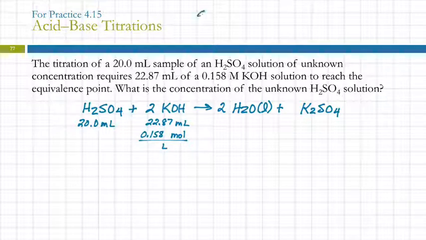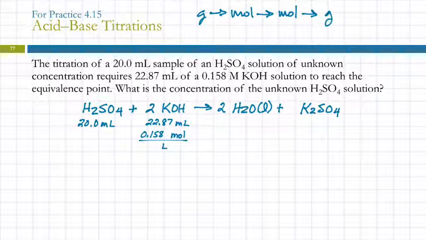Okay, so this is stoichiometry. Grams to moles to moles to grams. That's the general path for stoichiometry. And then we just have to look and see, are we switching it up? So what do I have to start with here? I've got milliliters and I've got a molarity. So I'm not starting with grams. I'm going to start with milliliters.